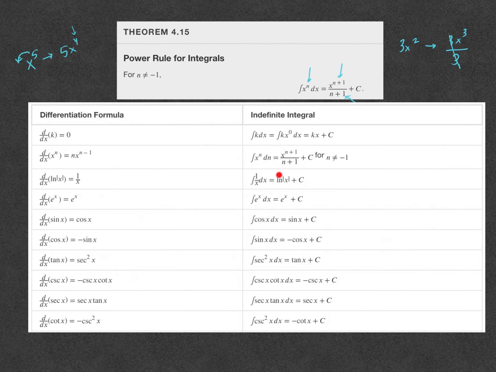We talked about 1 over x a minute ago. e to the x, we saw that in the example. We get our trig function antiderivatives, and again, there's a lot of information there. Look through it, be familiar with it. This one, make it your new best friend.